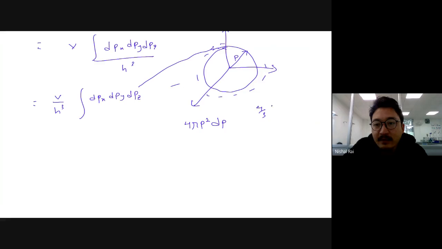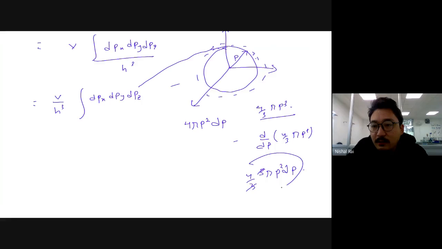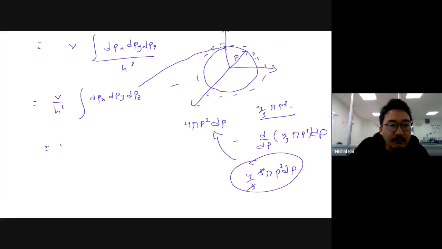Because the volume will be 4 by 3 pi p cube, and to get the surface area, you just take a differential of this. If you differentiate it with respect to p, what you'll get? The volume element of that small cell, which will be 4 by 3 pi, 3 p square dp. Surface area into this, and 4 is sitting over here, 3 will cancel out, into dp is the small thickness. So you will exactly get this, and you'll end up with V by h cube 4 pi p square dp.